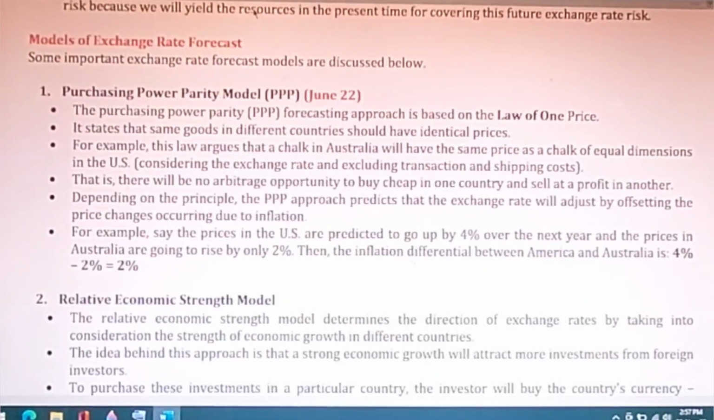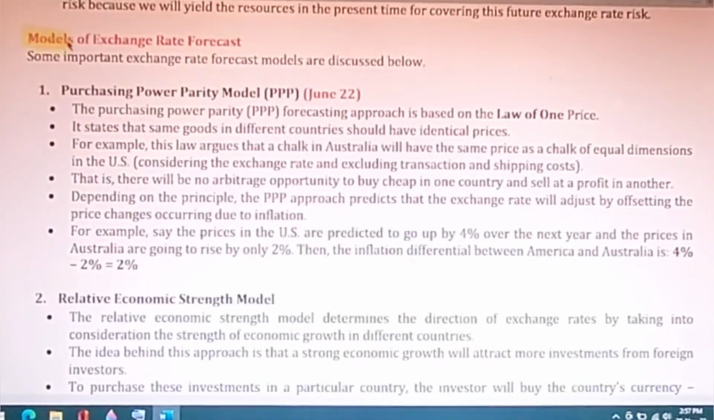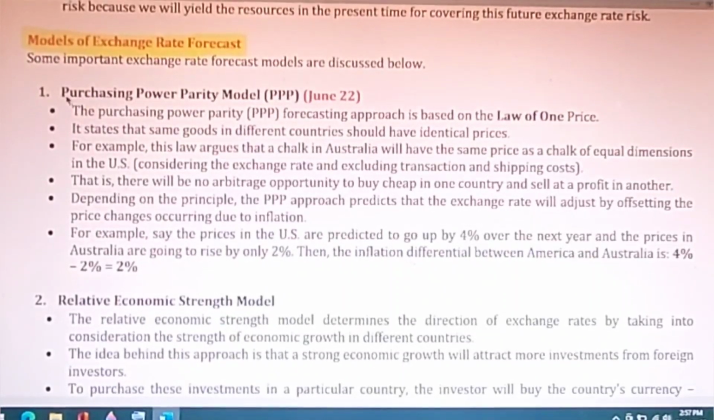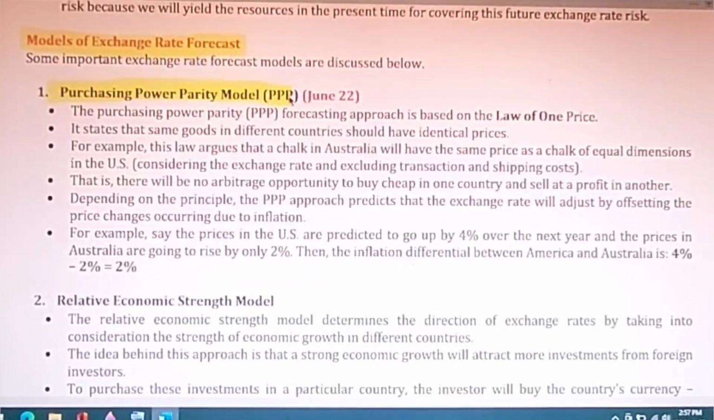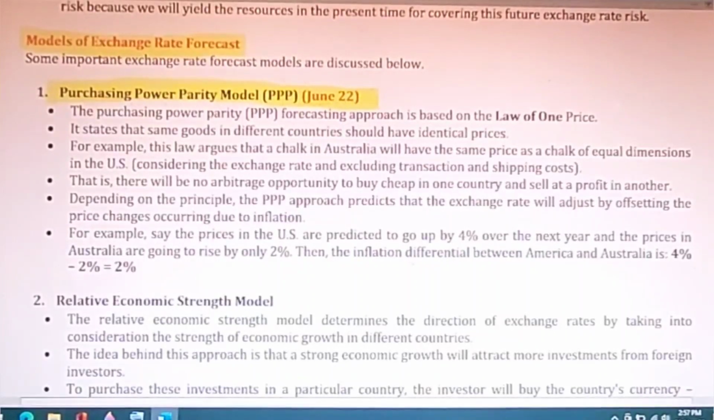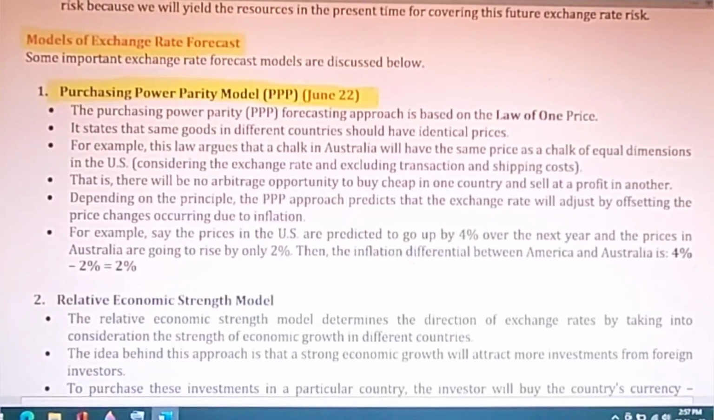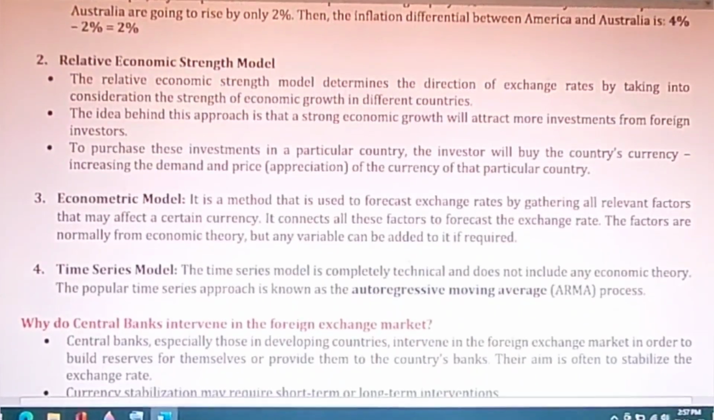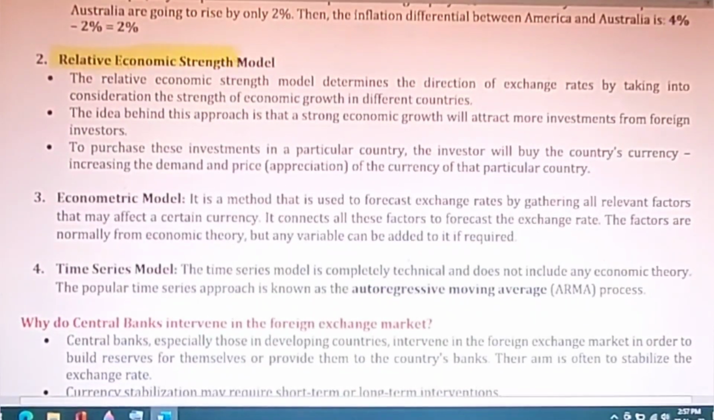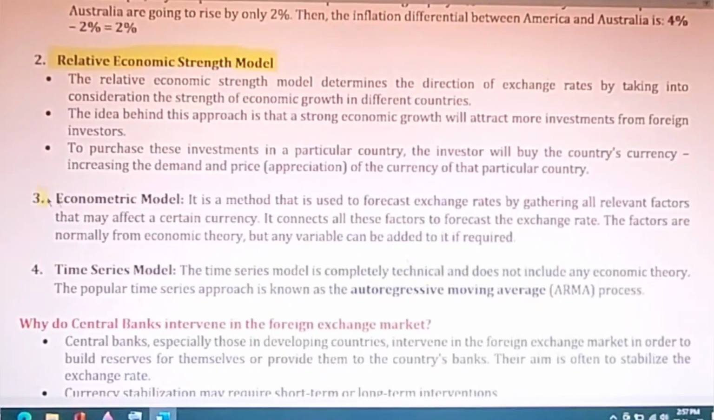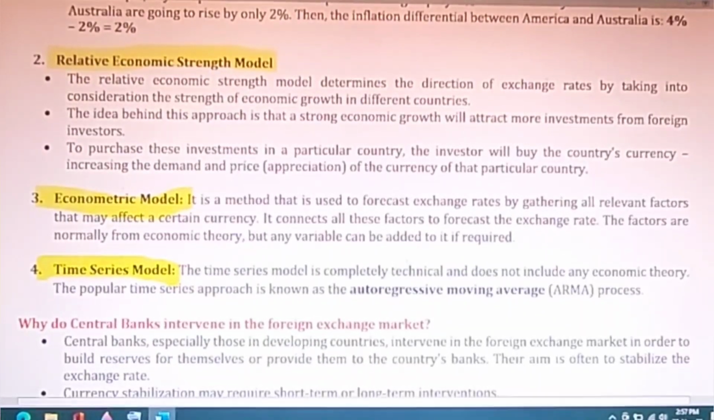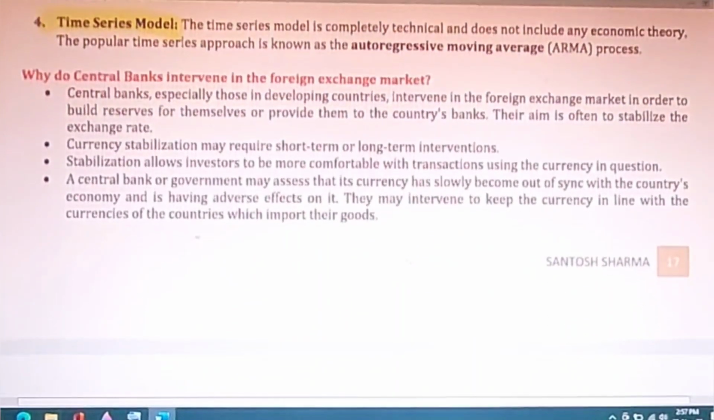Different models are there. Now, this is the most important topic. It also came in June 2022. It came as a short note, purchasing power parity model, PPP. And apart from this, there are a few more methods like the relative economic strength model, and we have the econometric model. This is also important, and the time series model. So four models are there for these exchange rates.